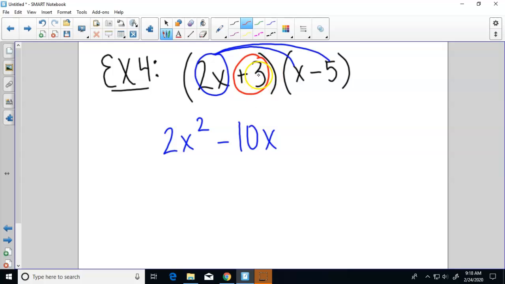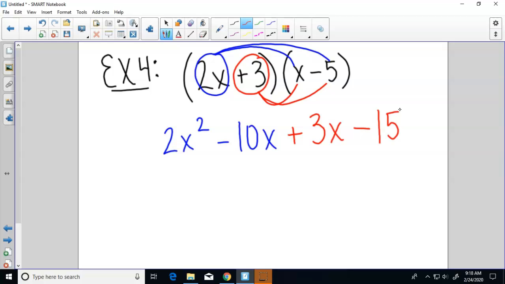So I've got to distribute the 3 to the x. What does that give me, Dakota? A 3x. So we got plus 3x. And then 3 times that negative 5. What's that going to give me, Dakota? Negative 15. So you're still distributing here, but you've got to distribute twice.